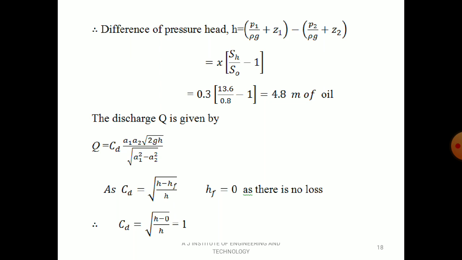So CD equal to square root of H minus HF divided by H. HF value is equal to 0. So CD equal to square root of H minus 0 divided by H, that is equal to square root of H by H, that is equal to 1. CD equal to 1. So that is the value of the coefficient of discharge. Now you can substitute in the expression.